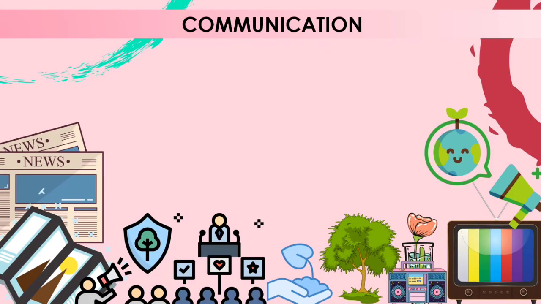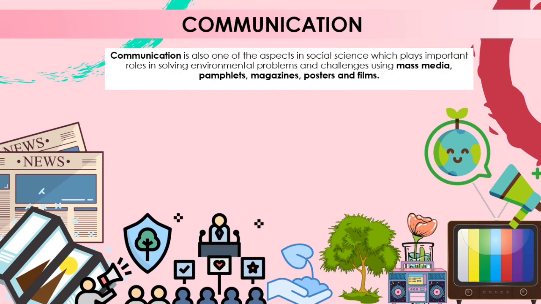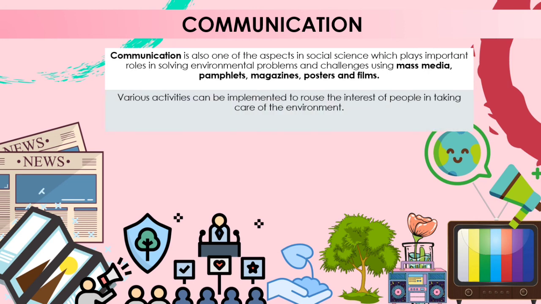Okay, the next application is we use communication. So communication is also one of the aspects of social science which plays important roles in solving environmental problems and challenges using mass media, pamphlets, magazines, posters and film. So various activities can be implemented towards the interest of people in taking care of the environment.